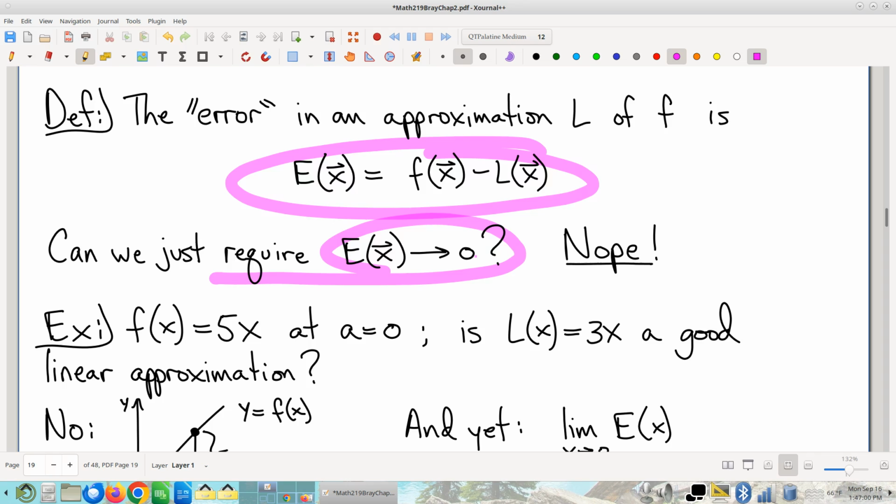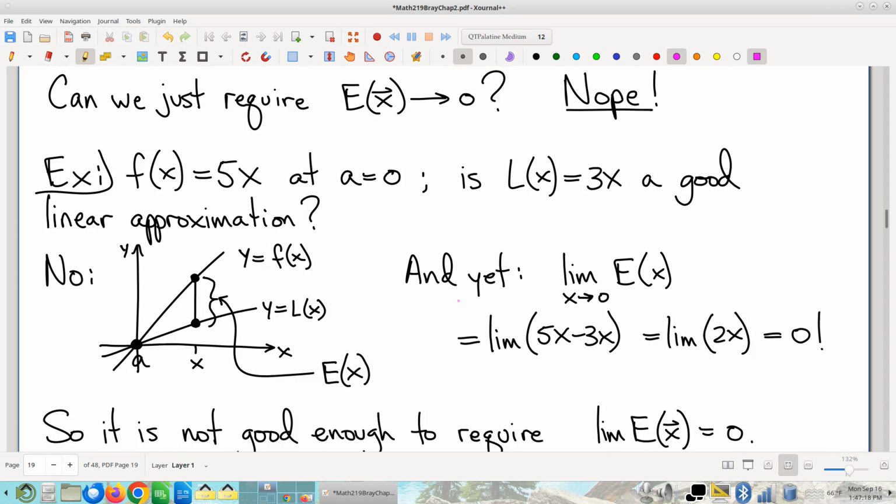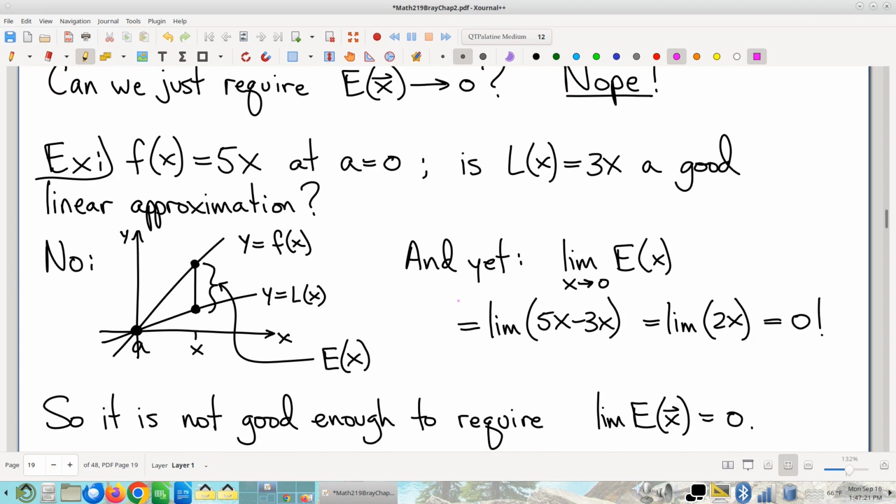Right? The temptation is, well, error is bad, and bad is something I want to go away. So it seems like if the error goes away, then shouldn't that mean that everything's good? And it's very tempting, and it just doesn't work. And it's easy to show that it doesn't work.